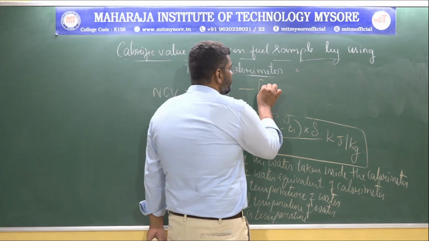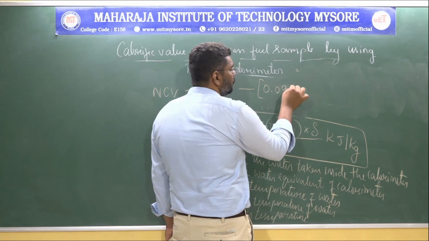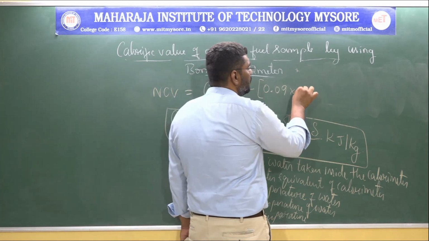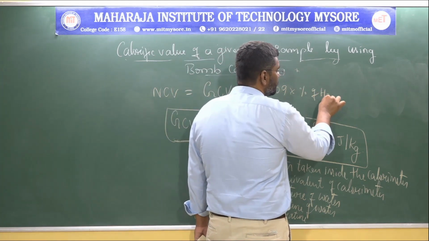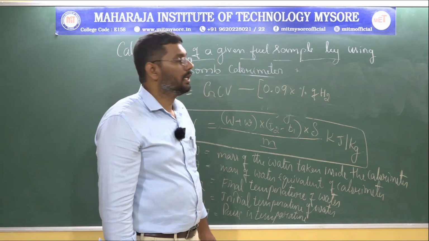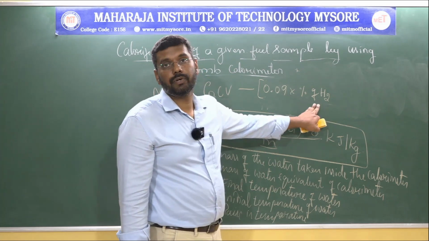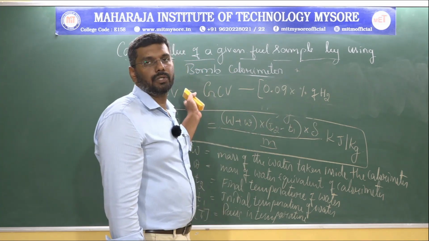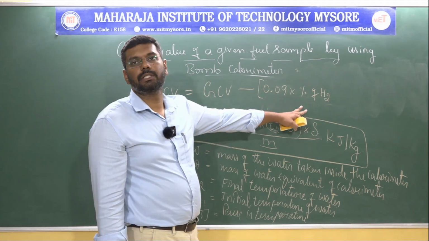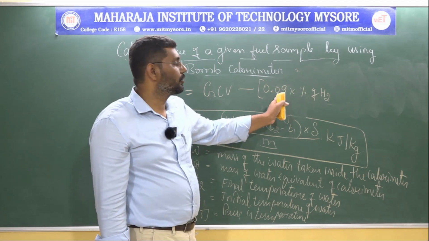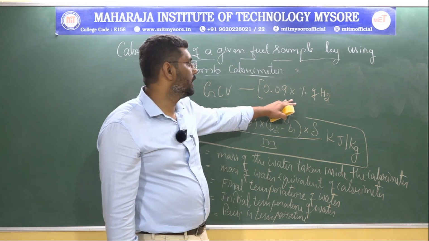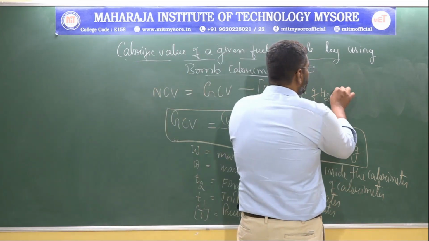So here we are subtracting 0.09, converted into a percentage, multiplied by the percentage of hydrogen present in that particular fuel, which will be given in any numerical problem. Unless he has given the percentage of hydrogen, you cannot calculate the NCV, because we will not know how much hydrogen is present in that fuel. That percentage of hydrogen is directly related to the amount of water produced. So we are considering 0.09 into percentage of hydrogen into L.